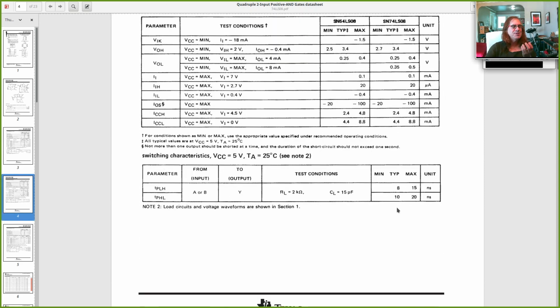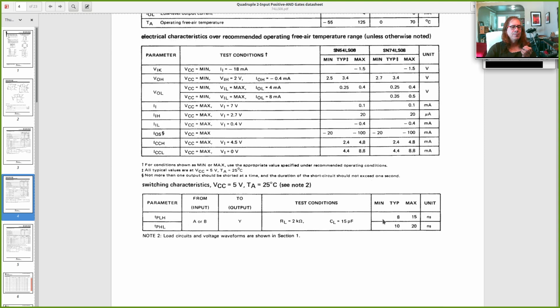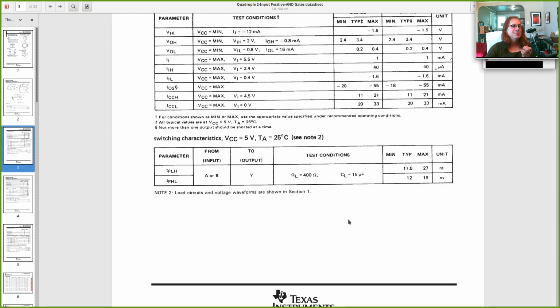All right, so these chips take time to do their thing. Switching from low to high. I'm looking at a different table now. Switching from low to high, 17.5 nanoseconds. Switching from high to low, only 12 nanoseconds. That's faster. Maximum of 19.